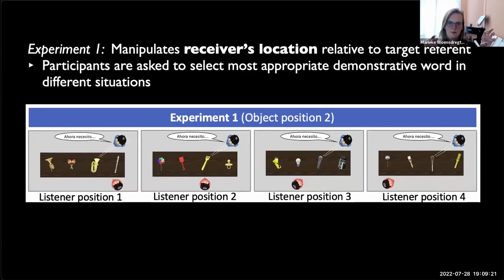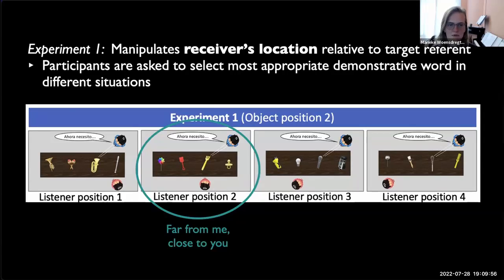So what we did in this experiment, here you can see 4 different trials from the experiment displayed next to each other, is we manipulated the receiver's spatial location. So the receiver is the avatar there at the bottom, and their location differs between the different trials. So their spatial location relative to the target referent, which is indicated by the dashed lines that show the speaker's line of sight. And we asked participants to select the most appropriate demonstrative word to use in these different situations.